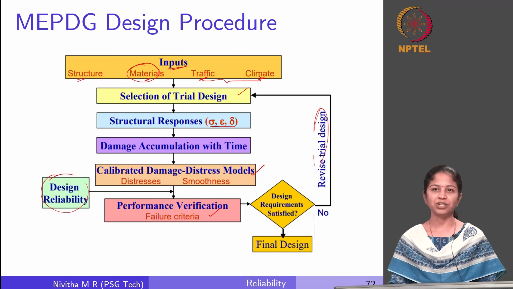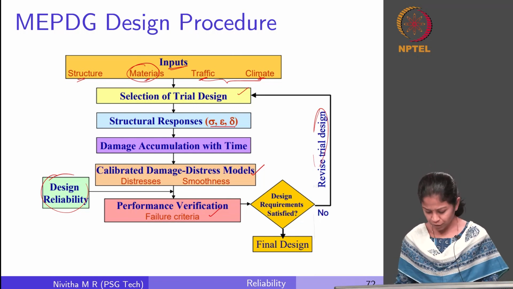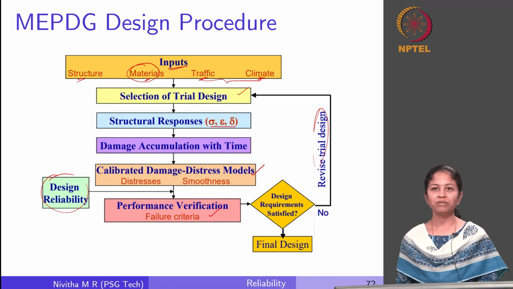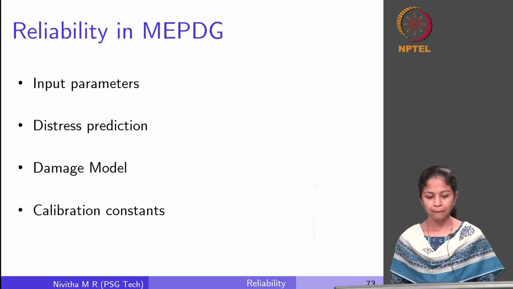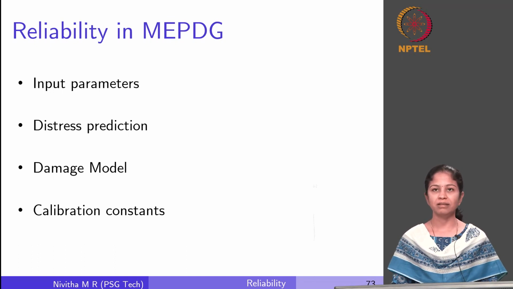So, this is in a nutshell the pavement design procedure that is followed in ASHTO. More details related to the consideration of materials, traffic and climate have been discussed in the previous lectures. So, I will skip all these things and move straight away to the reliability aspect. Now, what are the aspects of reliability that we are going to discuss in this lecture?